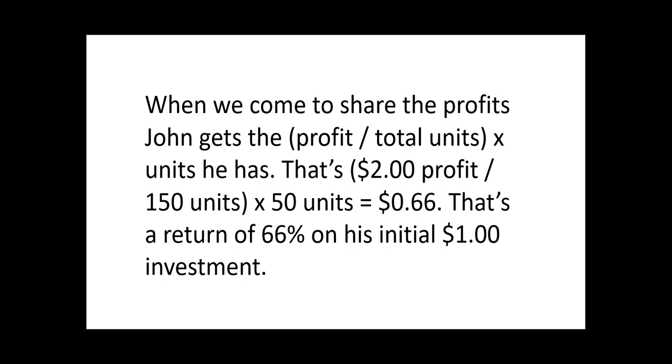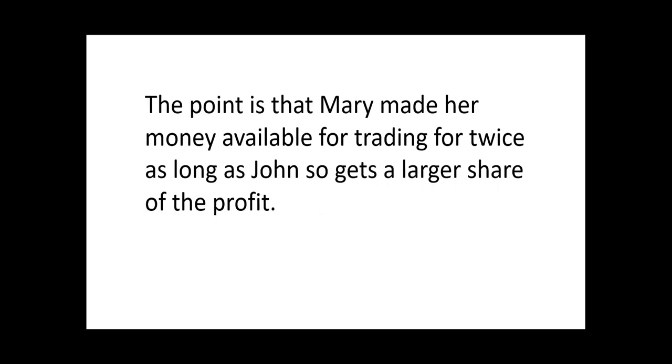So what happens with John? Well, it's the same formula that we use with Mary. So it's the total profit divided by the number of units that we got in total, multiplied by the units that he has. So that's $2 divided by 150 units, multiplied by 50 equals 66 cents. So that's a return of 66% on his initial investment. The point is that Mary made her money available for trading for twice as long as John, so gets a larger share of the profit.